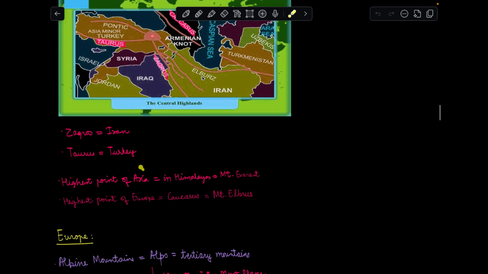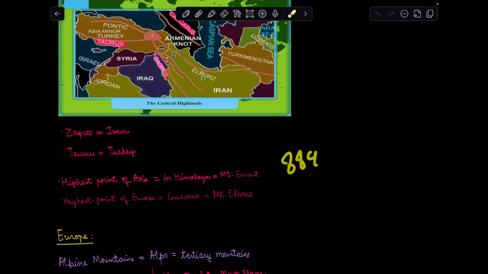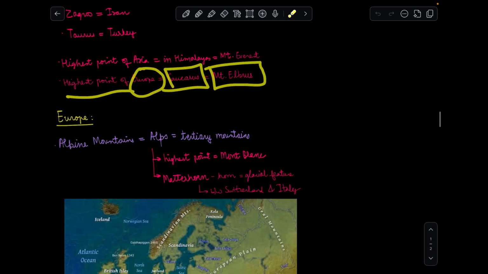The highest point of Asia is in the Himalayas, which is Mount Everest, which has 8848 kilometers. Sorry, 8848 meters, not kilometers. My bad. 8848 meters, and it is expanding a bit, the height is increasing. The highest point of Europe is in the Caucasus Mountains, which is Mount Elbrus.